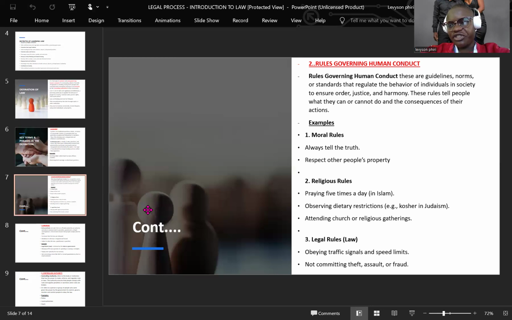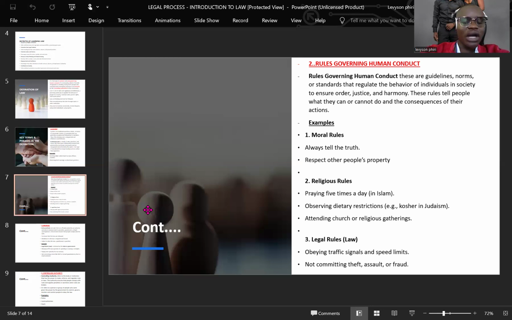Observing diet restriction. There are some certain examples there. Kosher in what? In Judaism. They have a specific diet when it comes to religion. Those people follow this extensively. Attending church or religious gatherings, you are supposed to follow.